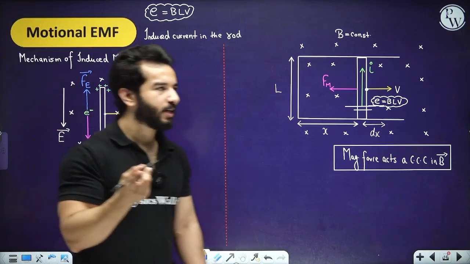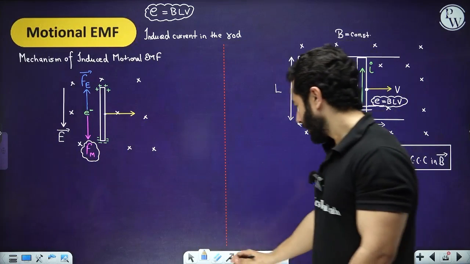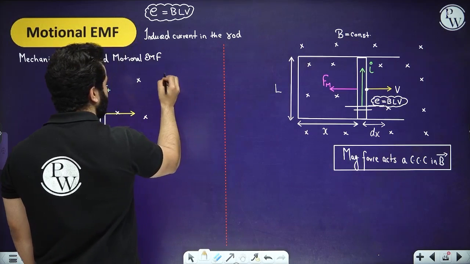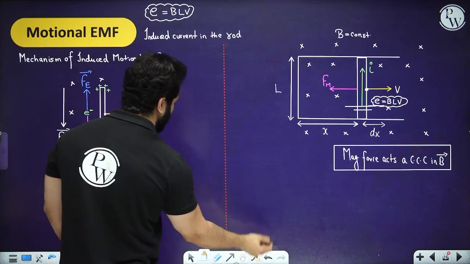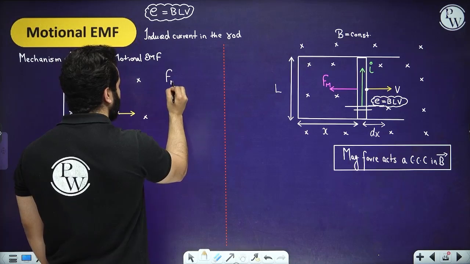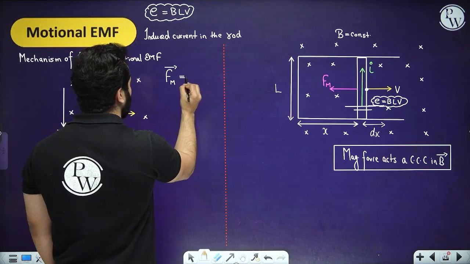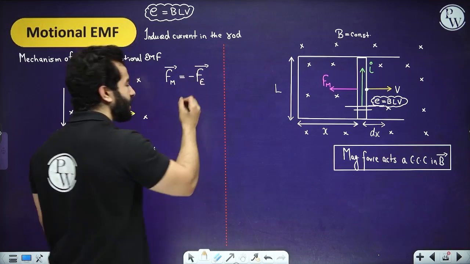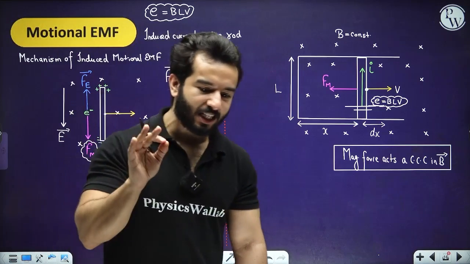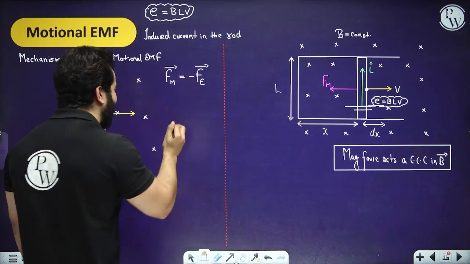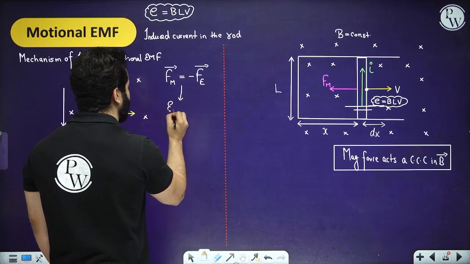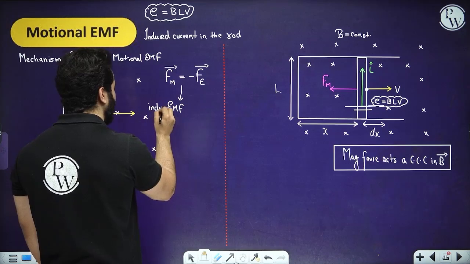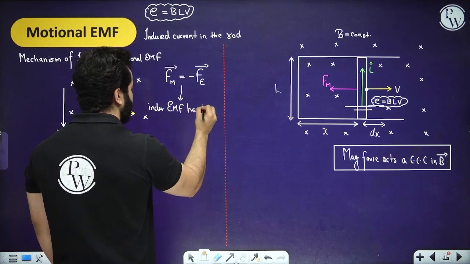Because of the electric field. Hopefully you can see that color. After some point, this magnetic force and electrostatic force become equal. Obviously they are acting in opposite directions, but at a certain point they become equal, and at that point we say that EMF has been established. Induced EMF, I should say, has been established.